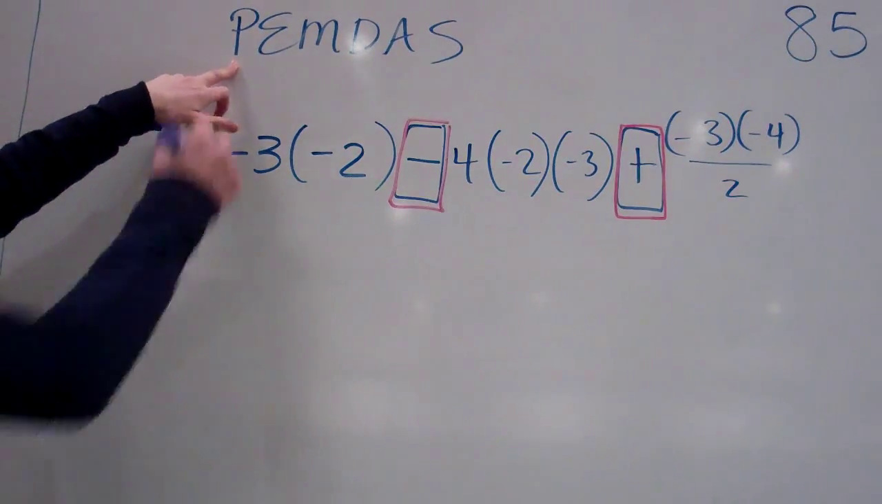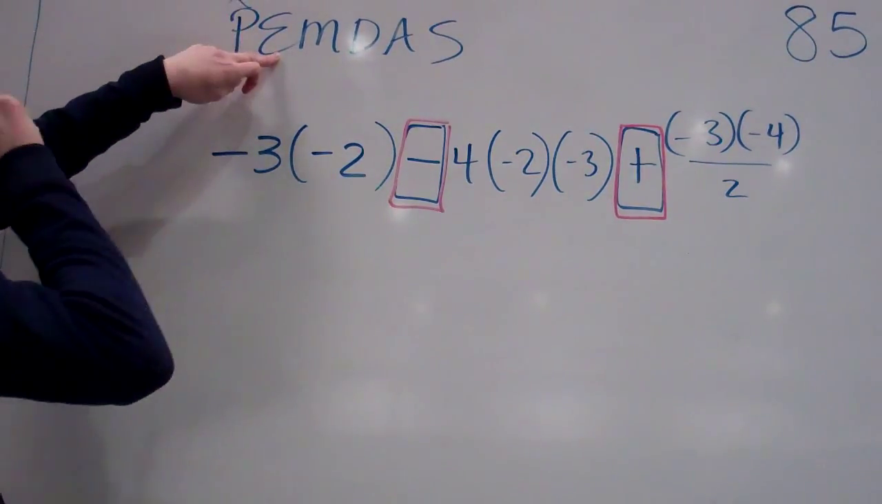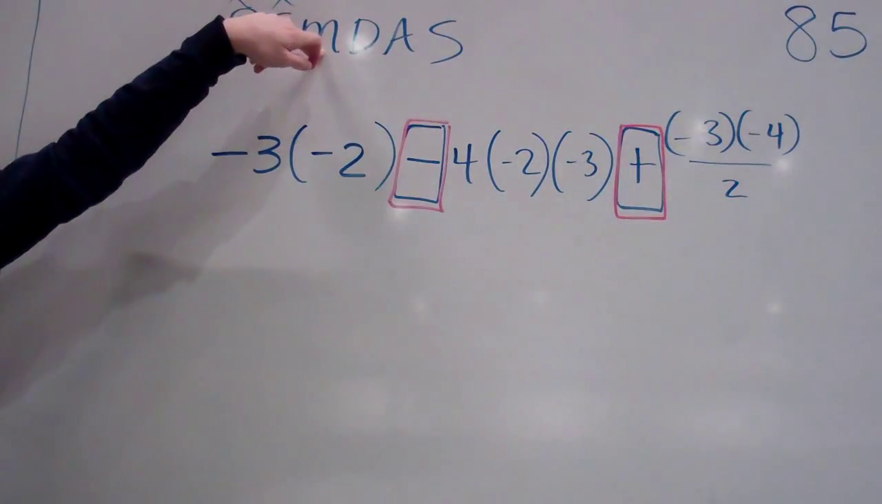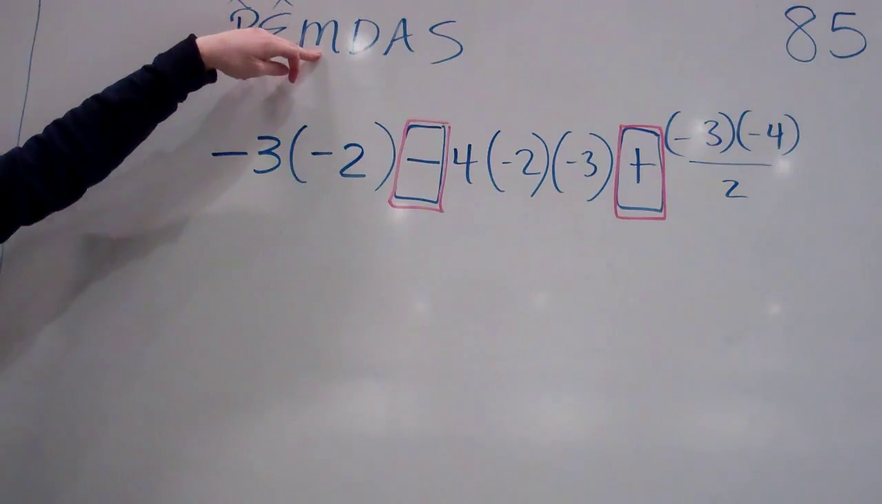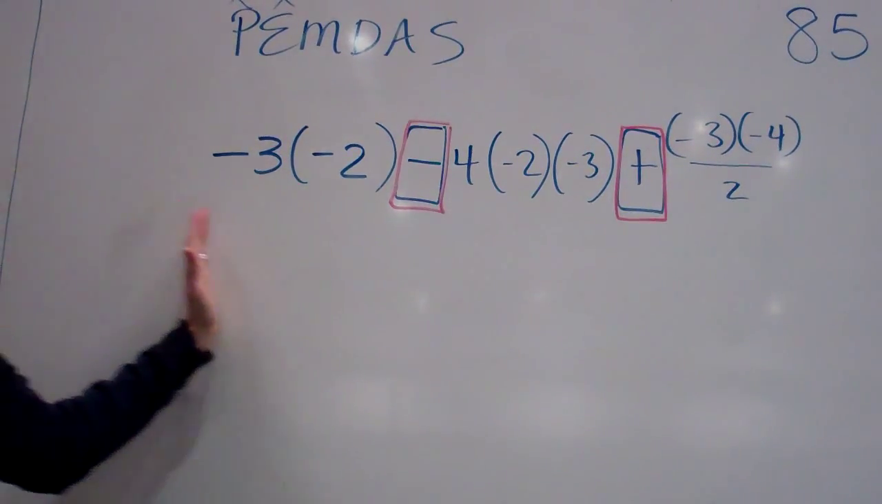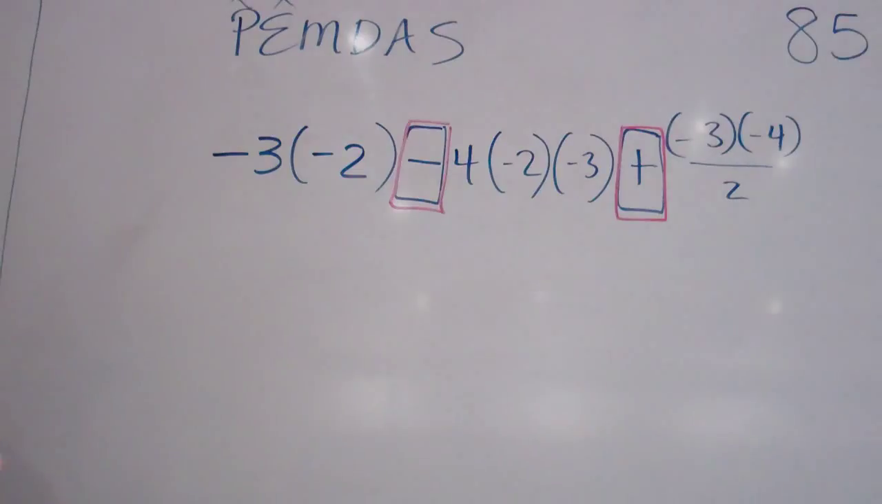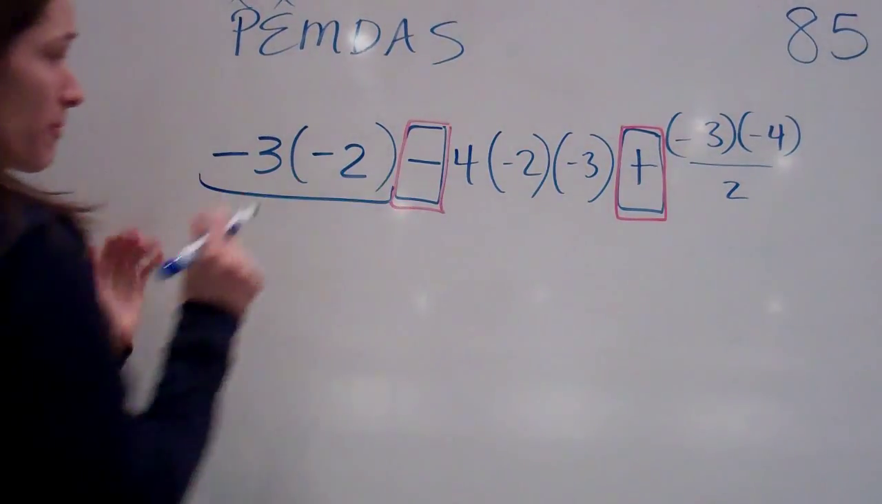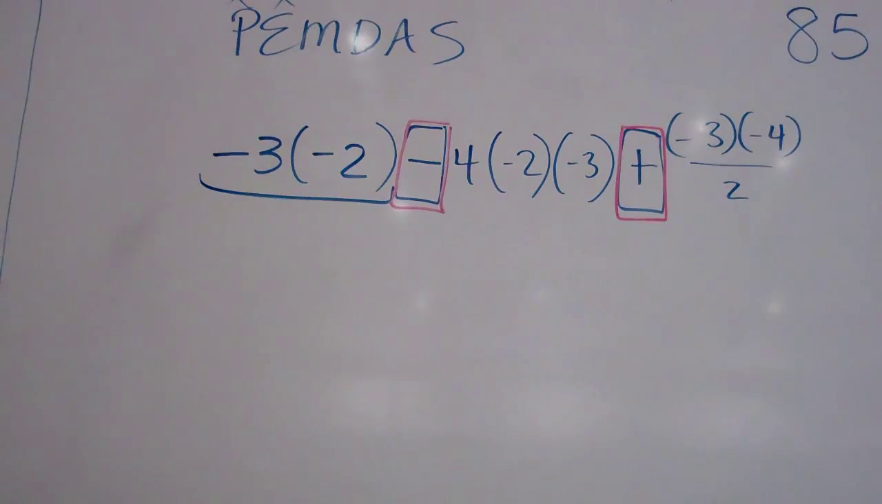Okay, that one's done. Exponents? No. Multiplying? Tons and tons and tons of multiplying. So let's go from left to right and multiply or divide. Here is my first problem. Does everybody see that? Negative 3 times negative 2.